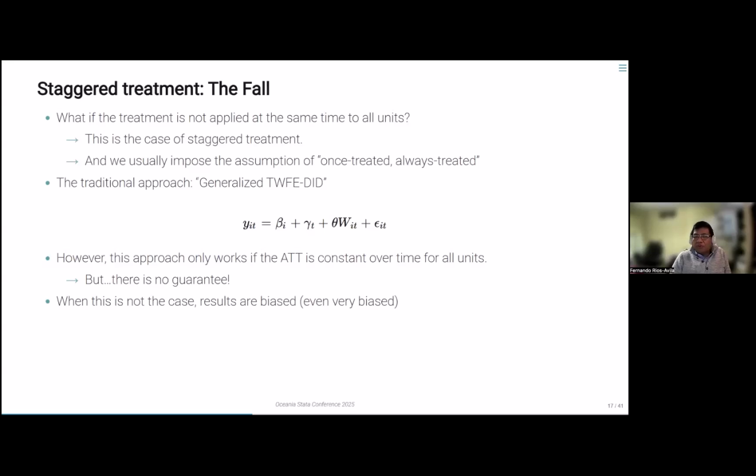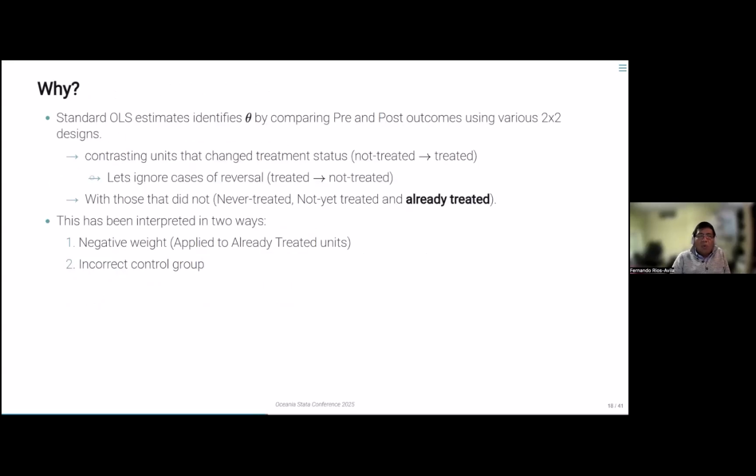Now, the traditional approach to analyze this staggered treatment effect or staggered design was to use the quote-unquote generalized two-way fixed effects. That was nothing else than adding the individual fixed effects, time fixed effects, and the treatment indicator, as I was showing before. However, this approach only works if the treatment effect is constant over time for all units. But because that's not guaranteed, it's very likely that if you're using this approach, your results are going to be biased. Why are they going to be biased?